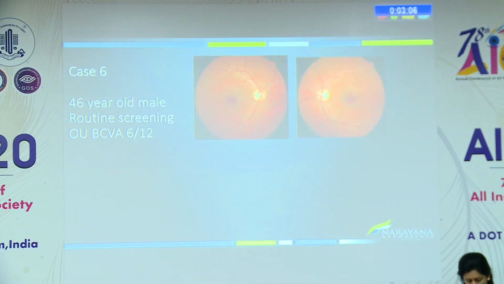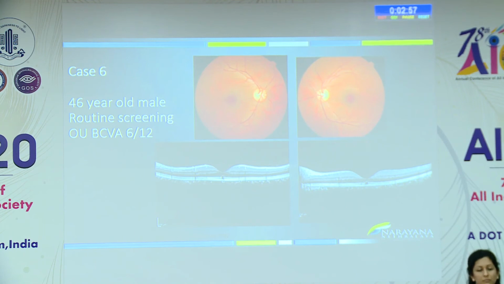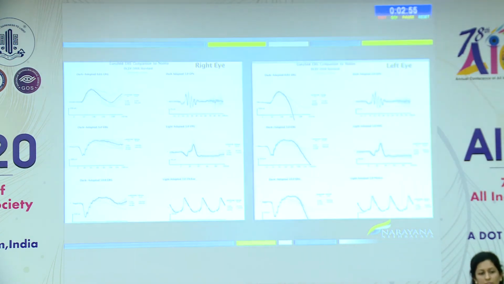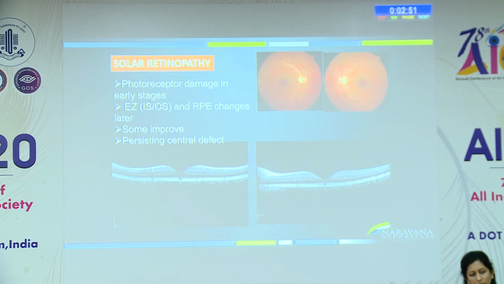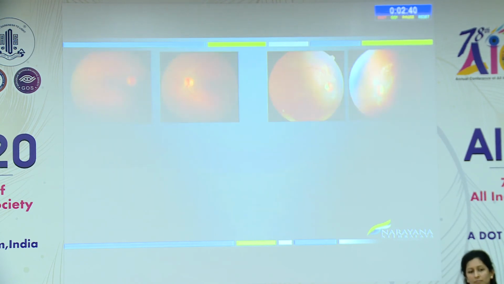The last case was a 46-year-old male, routine screening, 6/12. Our fellow did an OCT and was excited, saying, sir, I saw a case which resembles achromatopsia. He did an ERG, absolutely normal. This is just a case of solar retinopathy. It resembles photic retinopathy, but when you do electrophysiology, functionally it is so different. In one case, cones are absolutely non-functional; in the other, it's normal. I would like to end my talk by quoting these two case examples.